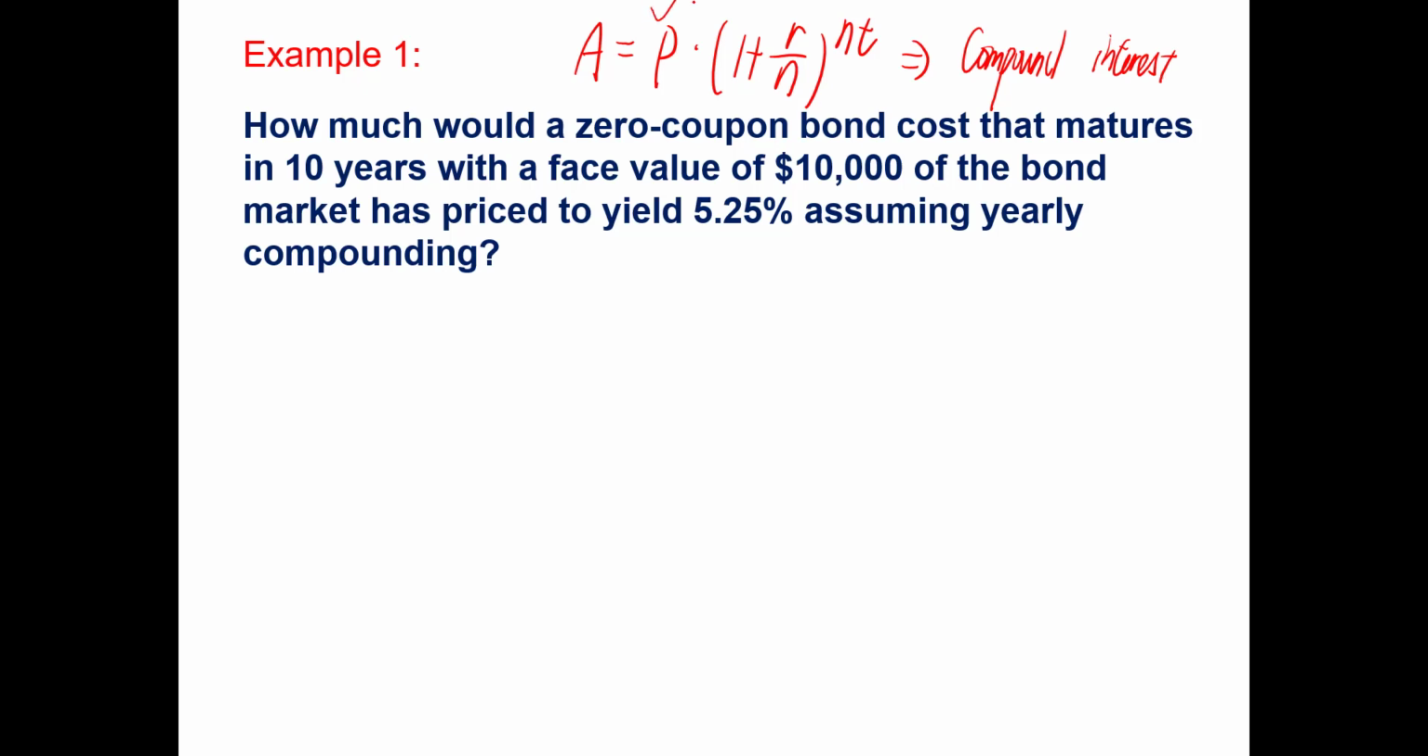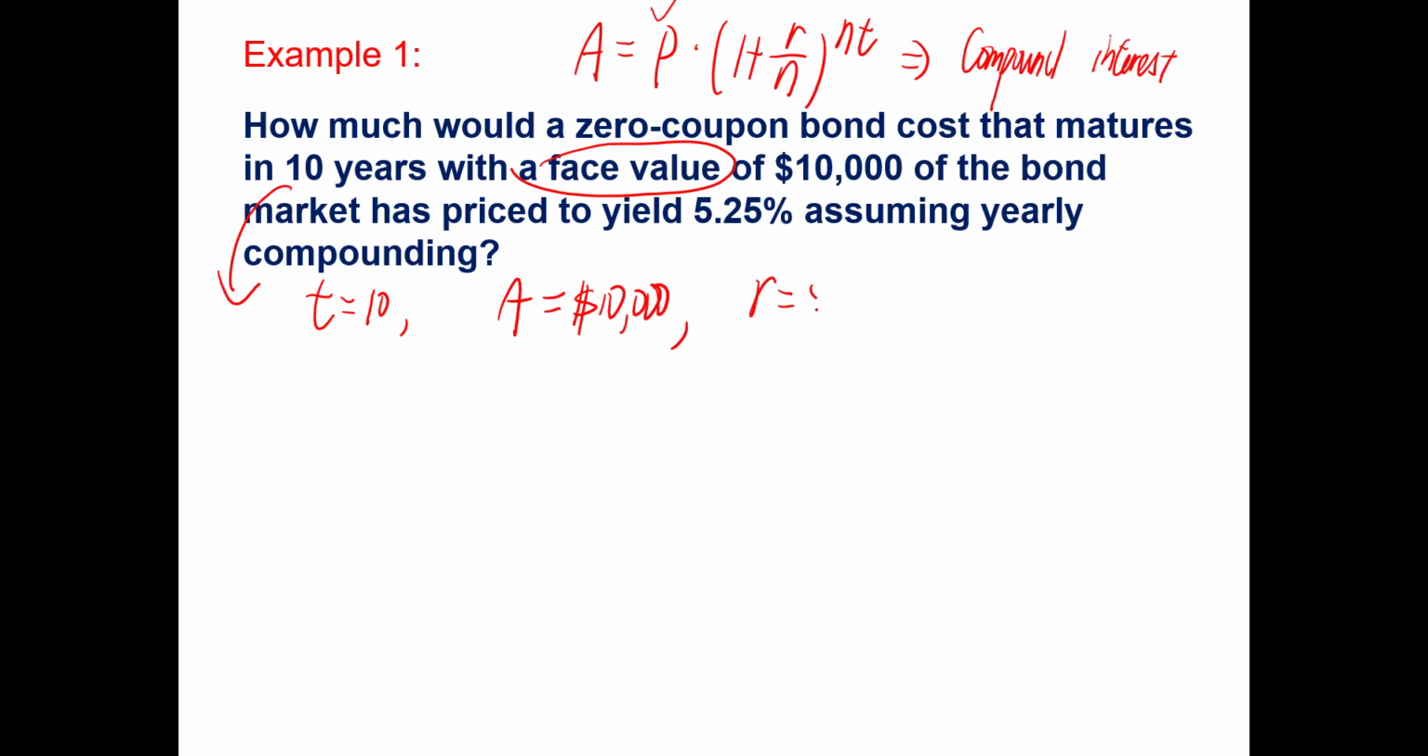So basically, how much would a zero coupon bond cost that matures in 10 years? Here, 10 years with a face value that is redeemed at the maturity date, meaning after 10 years, the investor gets back $10,000. So this $10,000 is the value of the ending balance. That's $10,000. And the bond market has priced it to yield 5.25%, assuming yearly compounding.